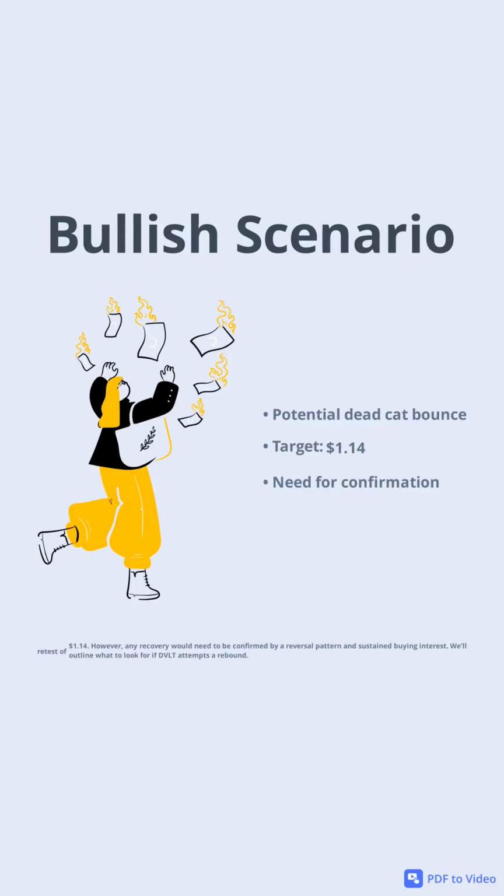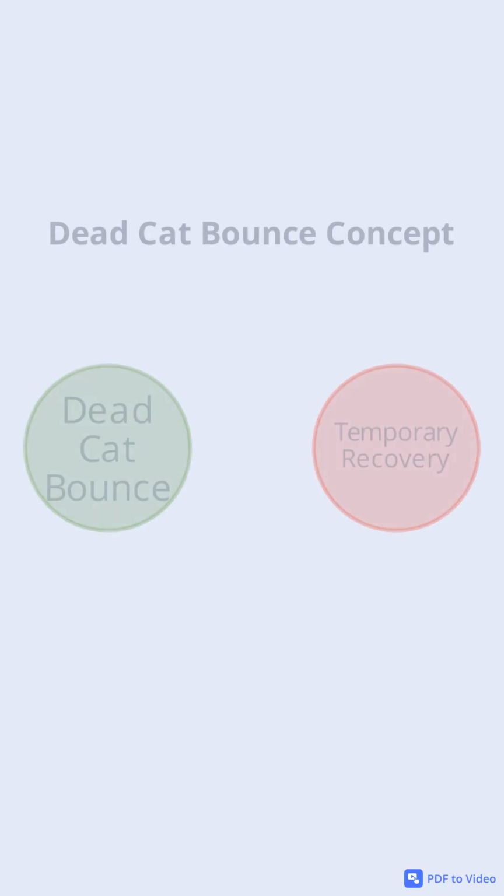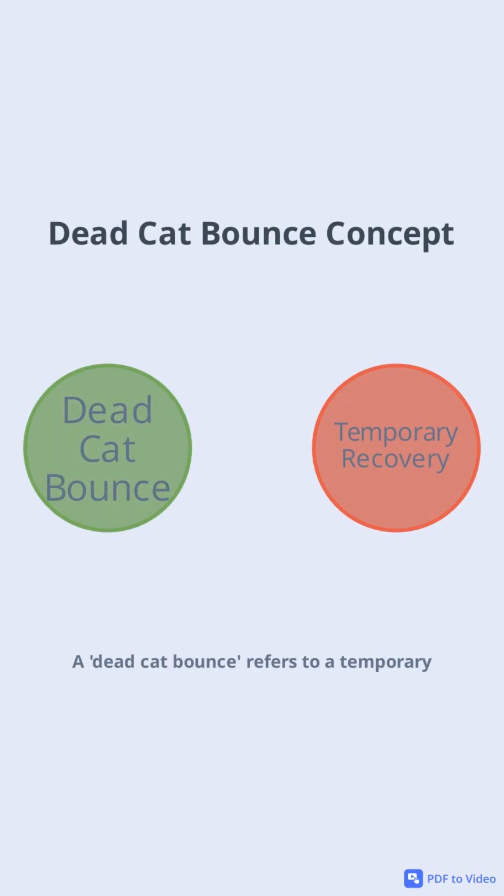However, any recovery would need to be confirmed by a reversal pattern and sustained buying interest. We'll outline what to look for if DVLT attempts a rebound. A dead cat bounce refers to a temporary recovery in a stock's price after a significant decline, often driven by short covering or bargain hunters. It's usually short-lived and does not signal a true reversal.